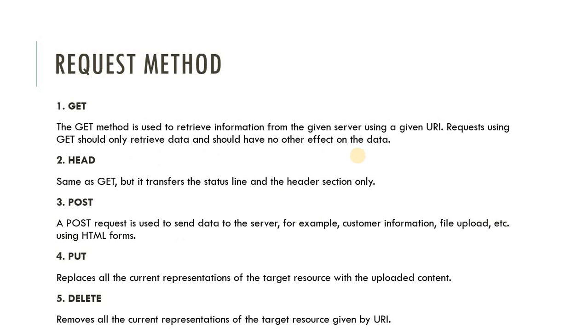First is a method. So request methods are of many types. First is a get, head, post. So the first is get method. So get method is used to retrieve the information from the given server using a given URI. A request using get should only retrieve data and should have no other effects on the data. So get verb is used to get a web resources from the server.